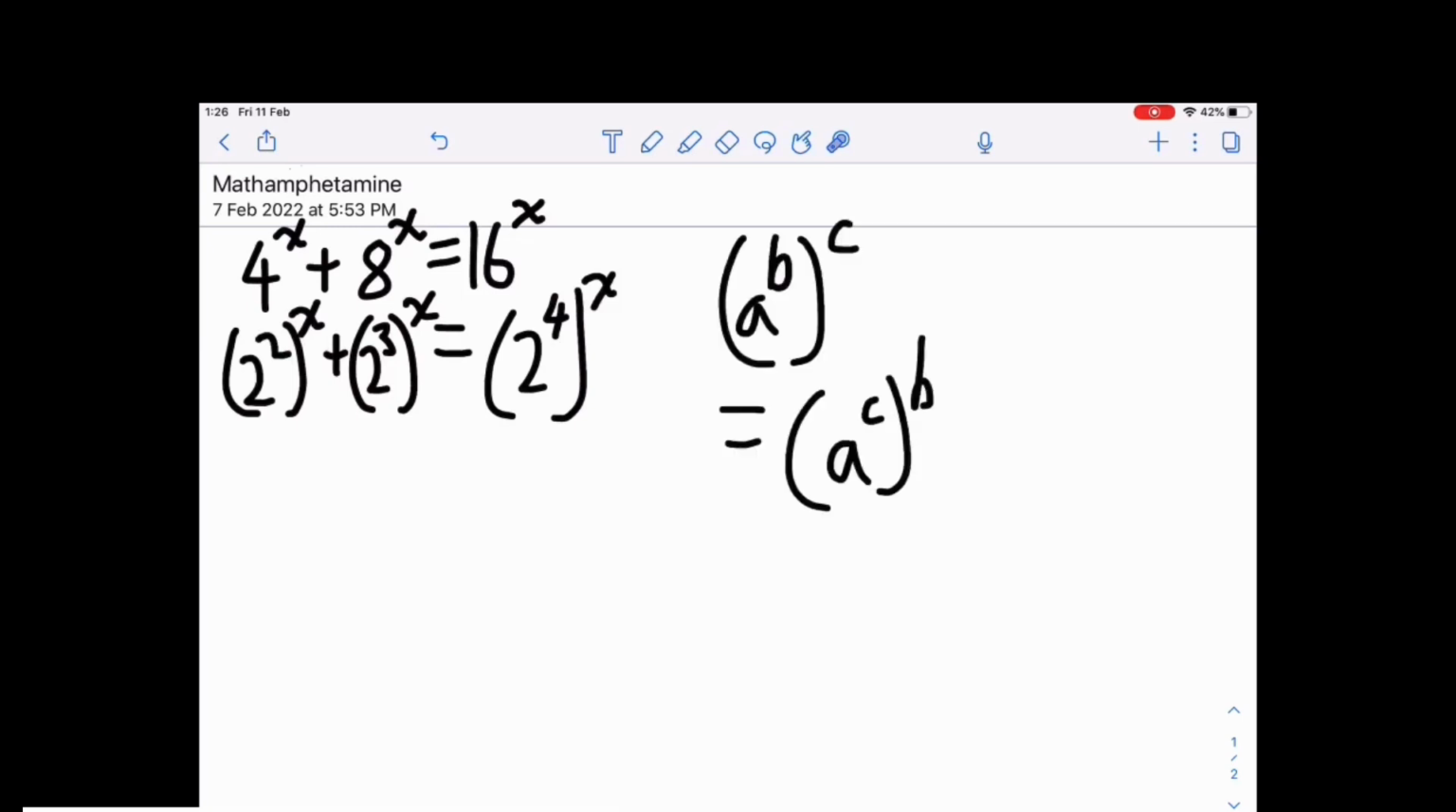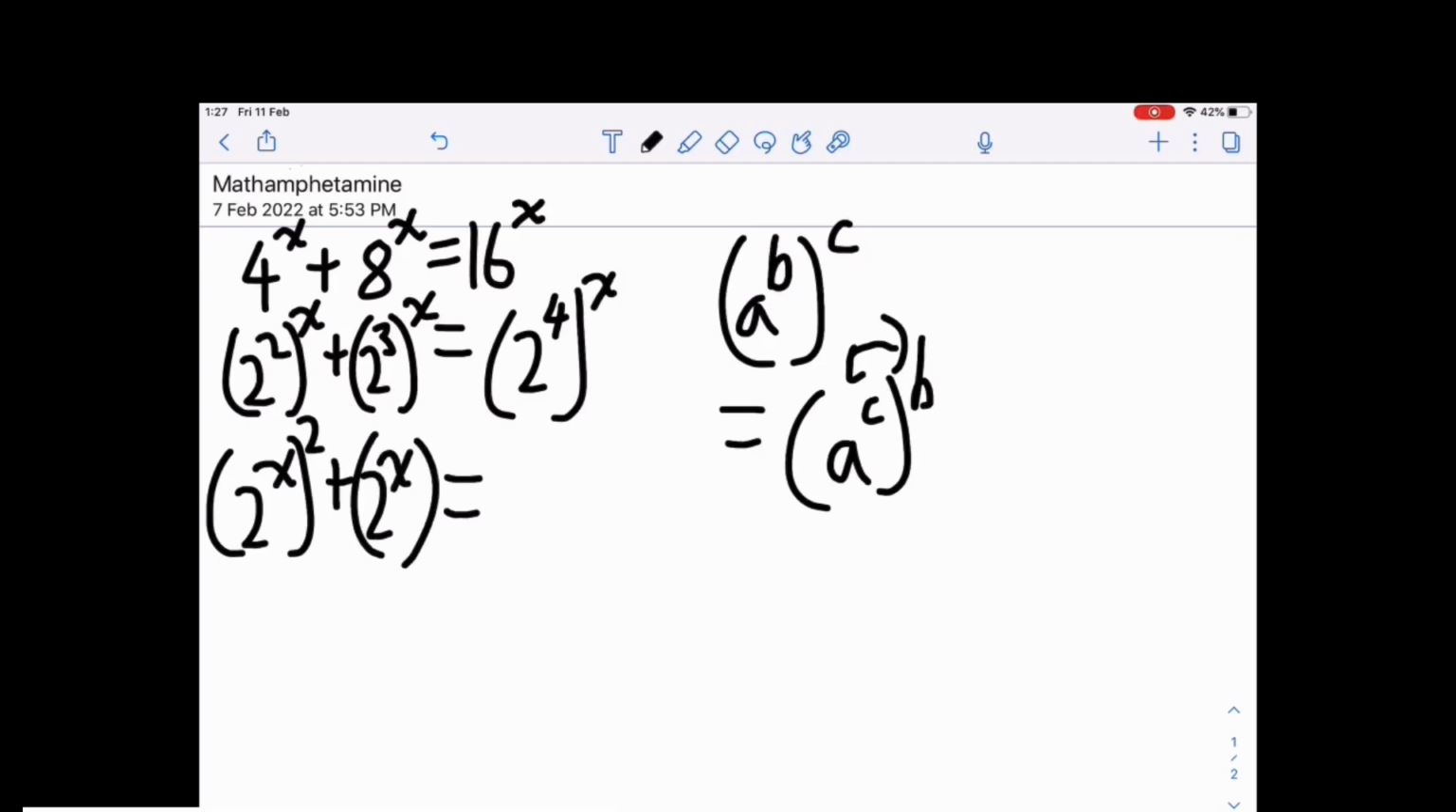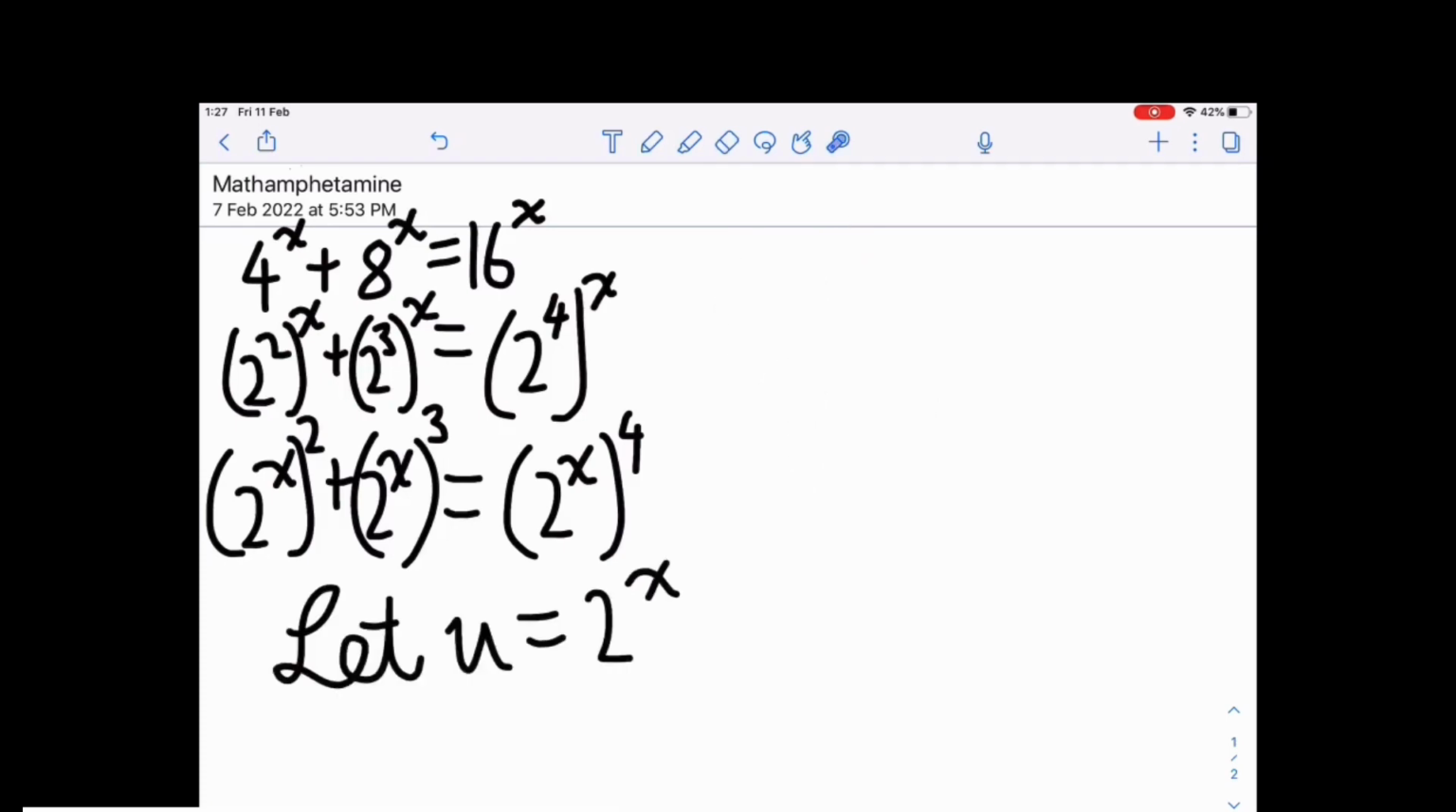Then we can use this rule: a to the power of b to the power of c is equal to a to the power of c to the power of b. We can switch it. So we can write this as 2 to the power of x, squared, plus 2 to the power of x, to the power of 3, equals 2 to the power of x, to the power of 4. Right? Now we let u be equal to 2 to the power of x.